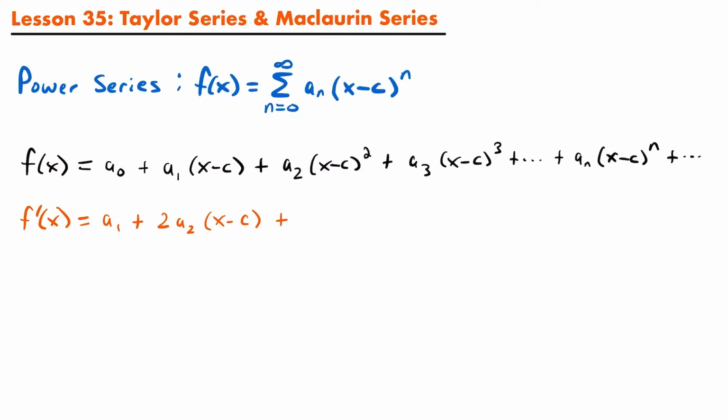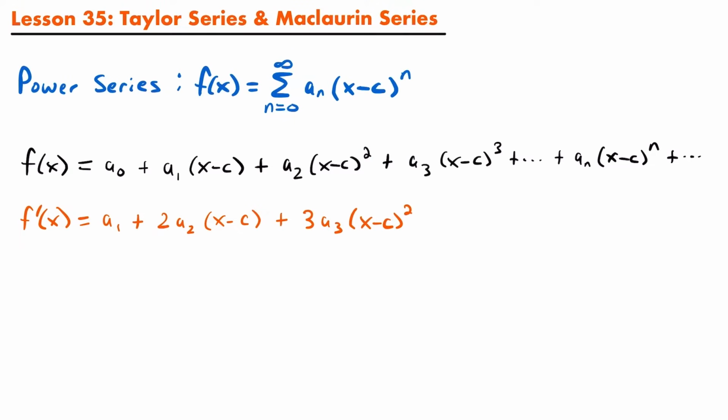And so we'll use the same derivative rules and have 3 times a sub 3 times x minus c squared, right? We multiply that exponent down and subtract 1 from that exponent, and now we have x minus c squared. That's why we have x minus c to the first power here. We subtracted 1 from this exponent, so we just have an exponent of 1.